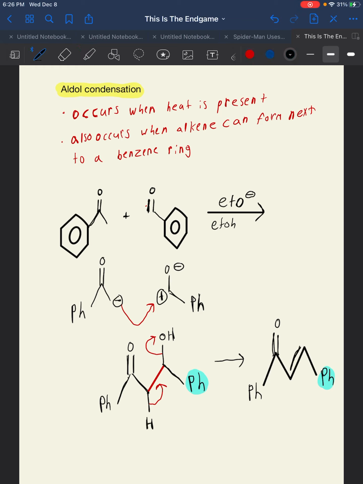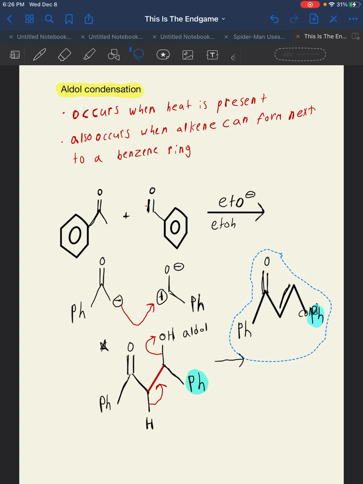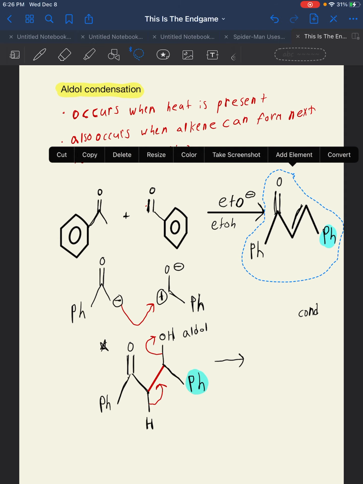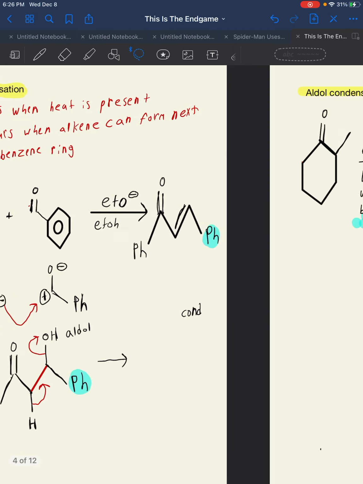And I should mention, this product right here is formed a little bit in the solution. This is your aldol product, and this is your condensation product. And this is the product we actually want. So let's look at another one of these, of how these actually occur.